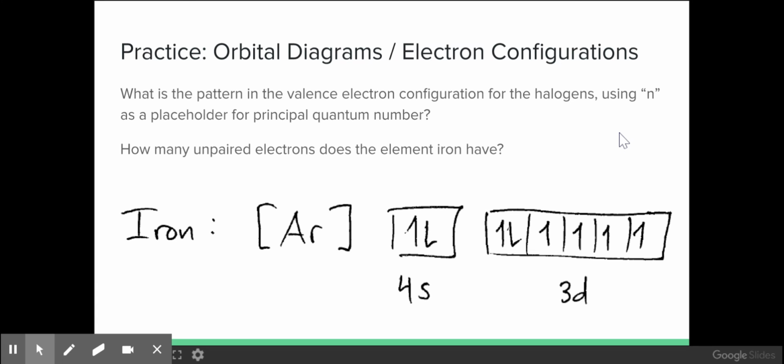Iron, we would have to draw its orbital diagram. You are allowed to use a noble gas notation to shorten that electron configuration, even if it's an orbital diagram. And we have to draw the entire thing to be able to predict how many electrons are unpaired. Well, if we draw the whole thing, we can see, according to Hund's rule, in this final subshell, we have 4 unpaired electrons. So the answer to that second question would be 4.